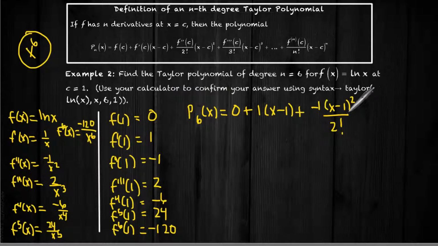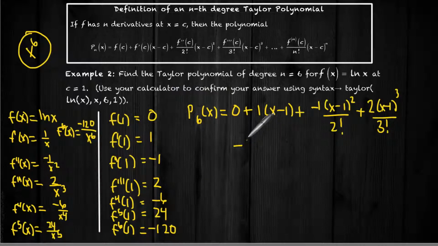I want you to notice something here. The power and the factorial are going to match up. So x minus 1 squared and 2 factorial and the derivative number. So notice that second derivative, second factorial, second power. They all match up. So the next one is going to be the third derivative, which is 2. So that's going to be 2 times x minus 1 cubed over 3 factorial. And then the next one is going to be, we'll just continue down here. It's going to be minus, the fourth derivative is negative 6.